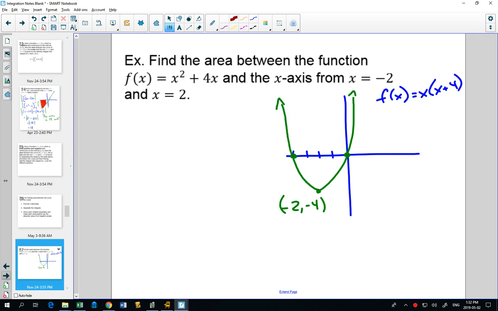And I want to find the area between negative 2 and 2. So that would be up here. I would have the point 2 comma 12. Take out the crayon, feel like that color. That brown part is positive, whereas this red part is negative.